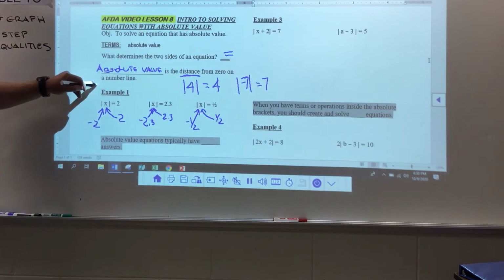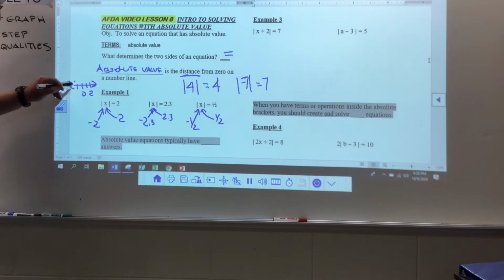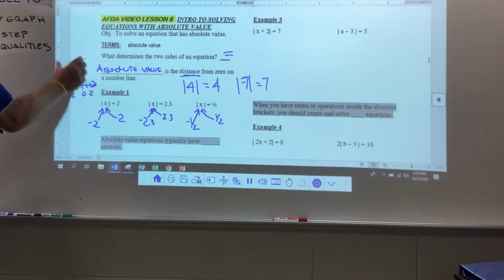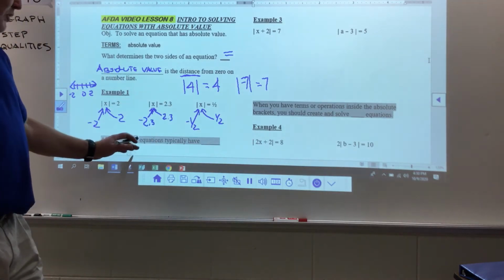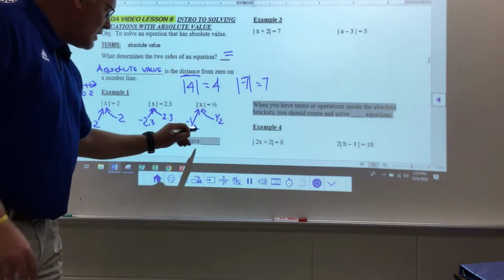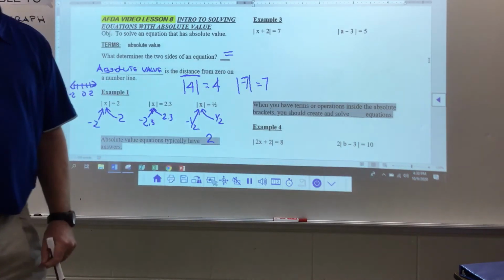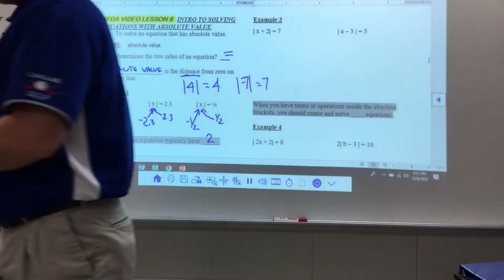So again, you can visualize a number line if you wanted to. Let's say we're looking at 2. You can visualize 1, 2, that being 2 units away, and also negative 2 being 2 units away. So if you cut this number line or folded it right at the 0, they'd be across from each other. And again, you understand that absolute value equations, because that's what we have right here, typically have 2 answers. Okay? So let's look a little bit more in detail here.